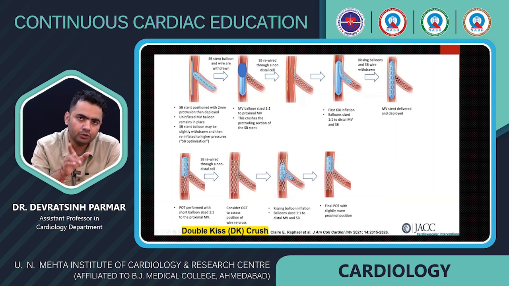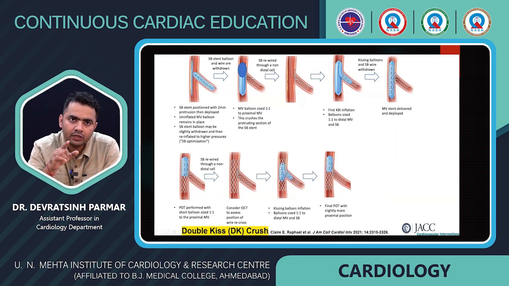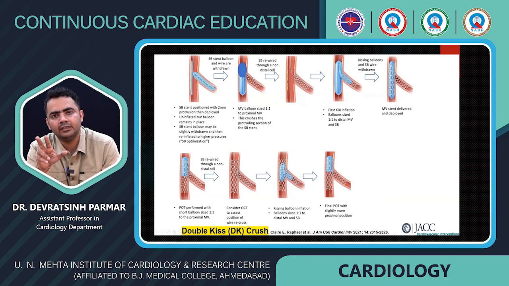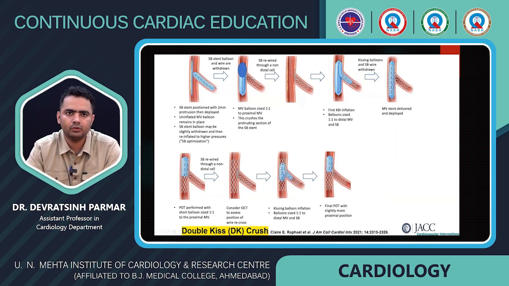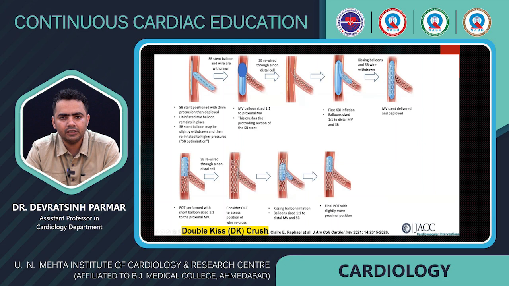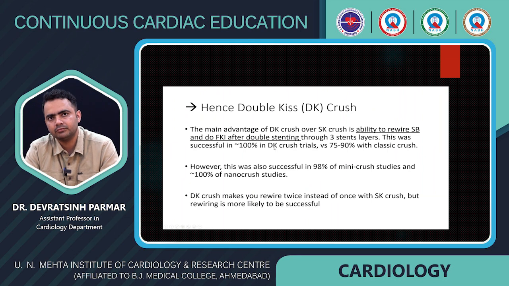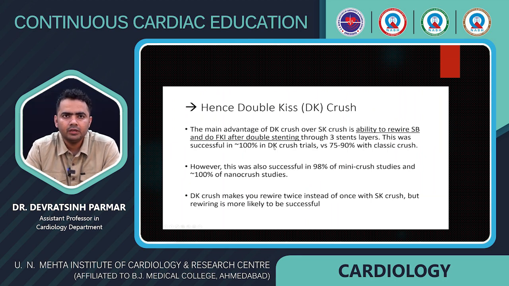And then you rewire your main branch, and then you do your second kissing balloon. So basically in a DK crush you do two-time kissing balloon dilatations. The main advantage of a DK crush over single crush is the ability to rewire the side branch through 3 stent layers.